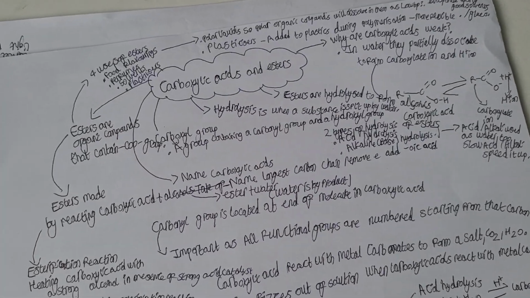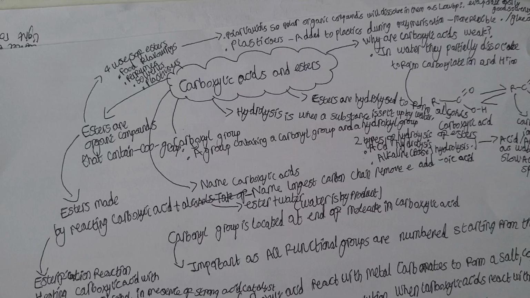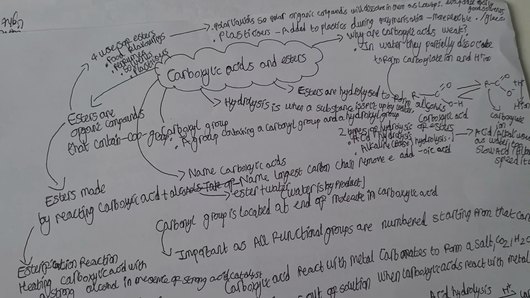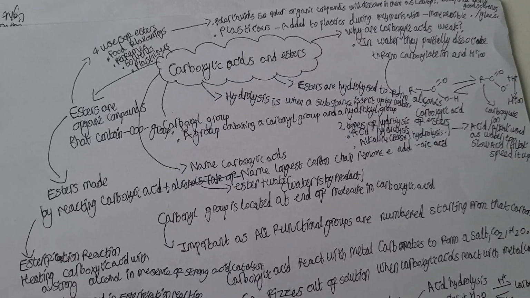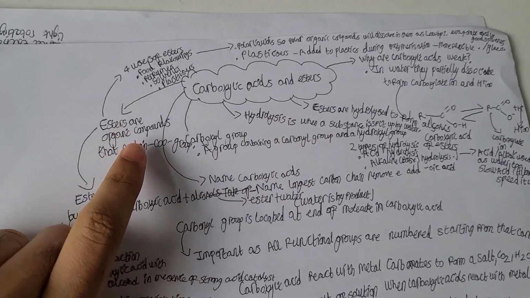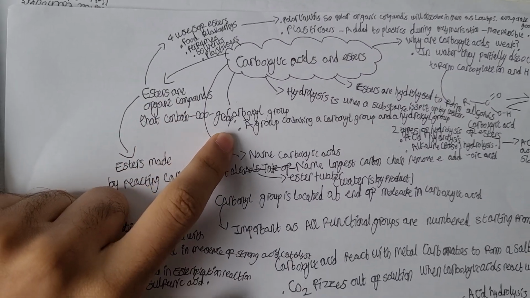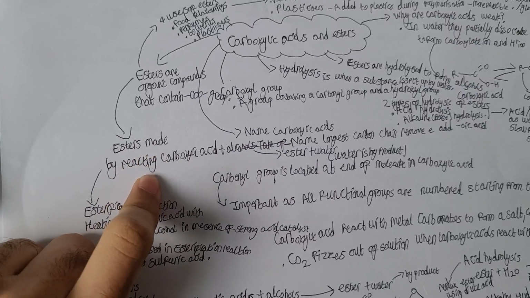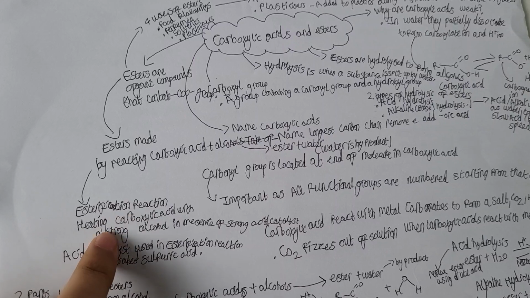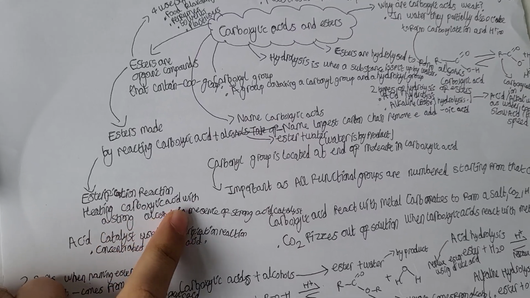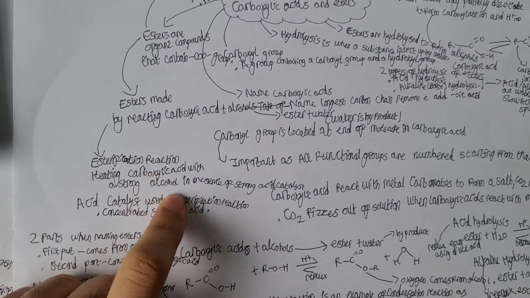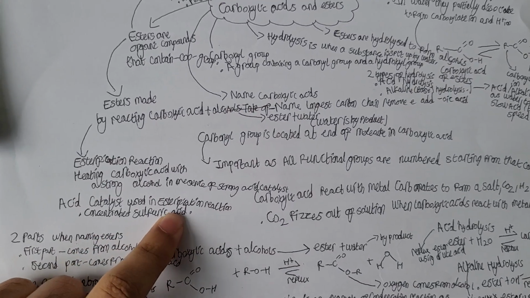Carboxylic acids and esters. Four uses of esters: food flavorings, perfumes, solvents, and plasticizers. Esters are organic compounds that contain the COO group. Esters are made by reacting a carboxylic acid with alcohols. Esterification reaction: heating a carboxylic acid with an alcohol in the presence of a strong acid catalyst. The acid catalyst used in the esterification reaction is concentrated sulfuric acid.